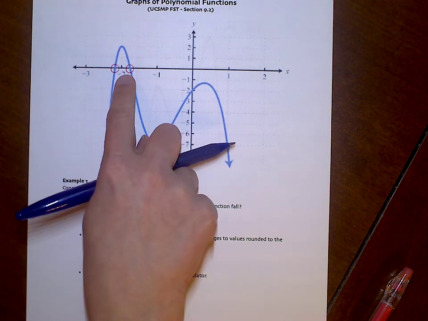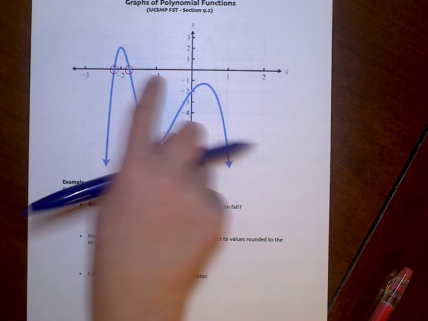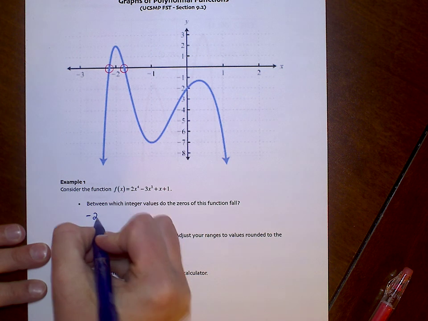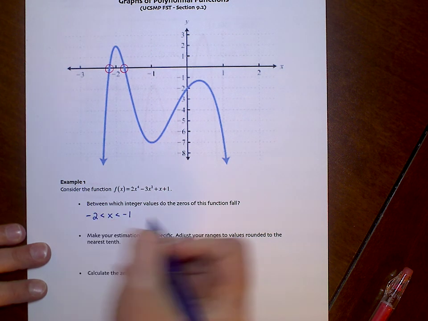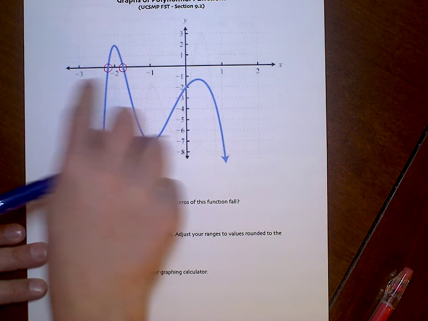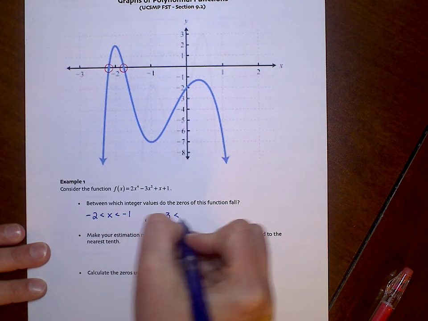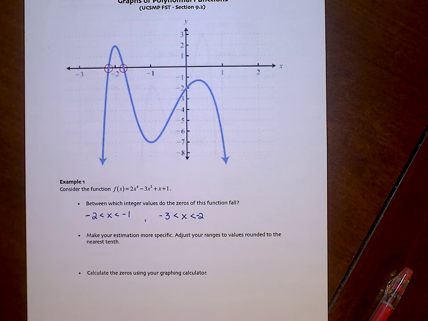So what this question really wants you to be able to do is just say, hey, this one is located somewhere between -1 and -2. So I would say between -2 and -1. And then the other one is located between -3 and -2. Oops, sorry, that should be a -2 there. So then it says make your estimation more specific.